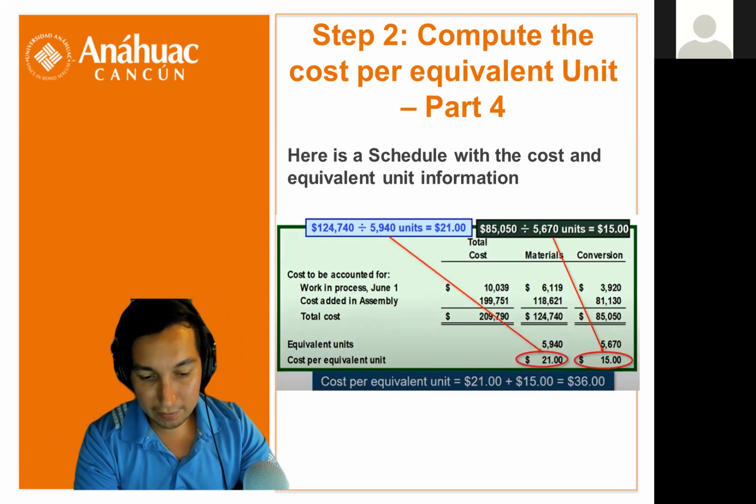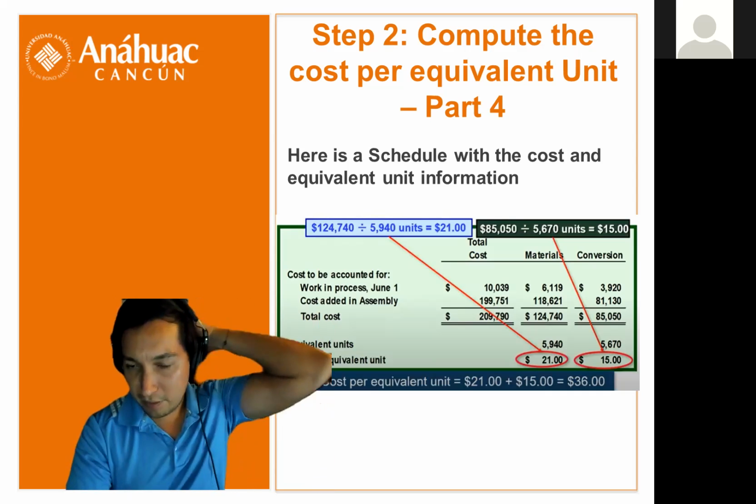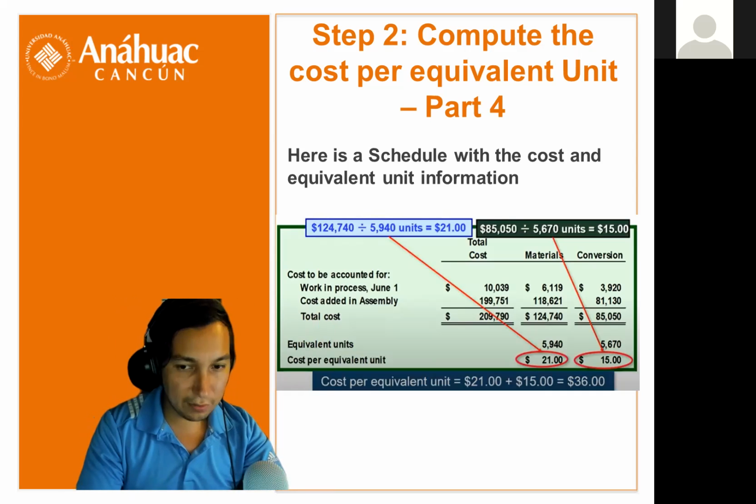Just give me 1 second, guys. That it's different, however, than taking this 209,790 and dividing it by the sum of our equivalent units. That's a different math. Don't do that. It's separately for materials and separately for conversion. And then we could add those together and say our cost per equivalent unit is $36. For now, focus on keeping things separate for materials and conversion, okay?